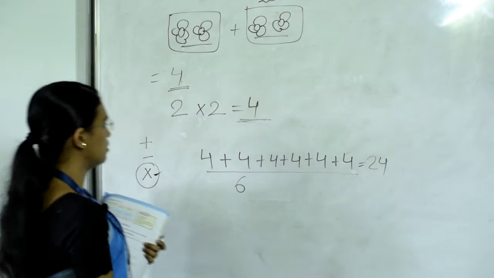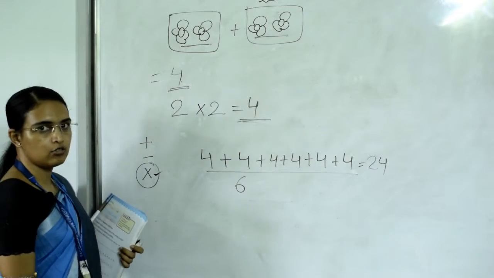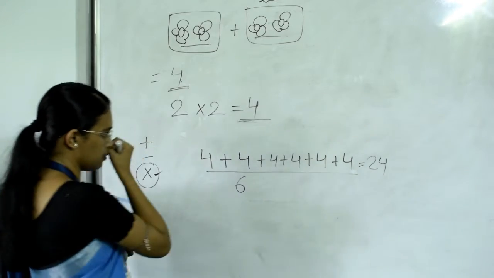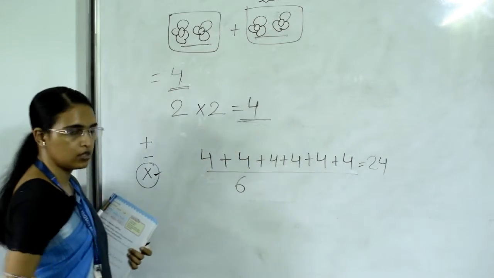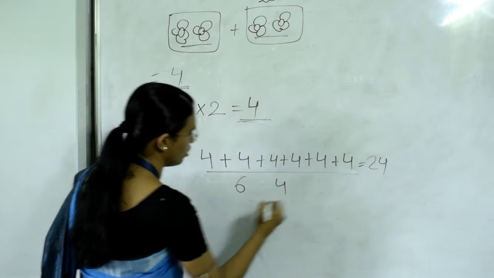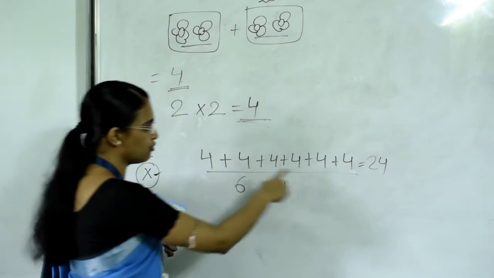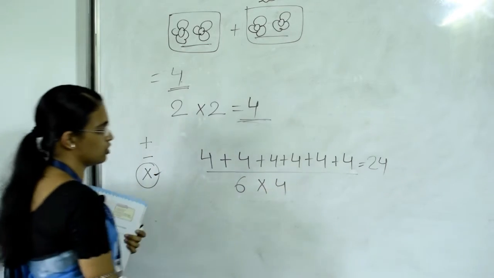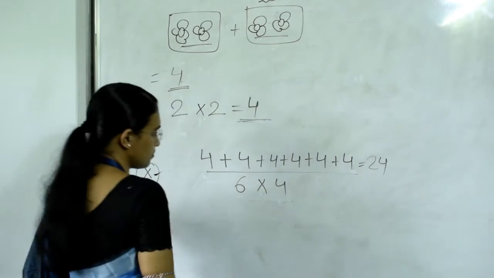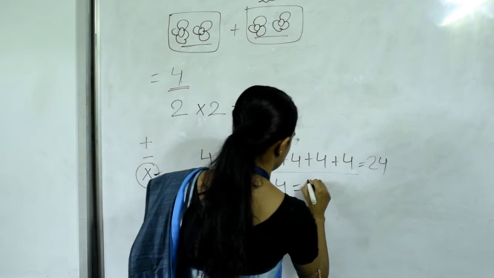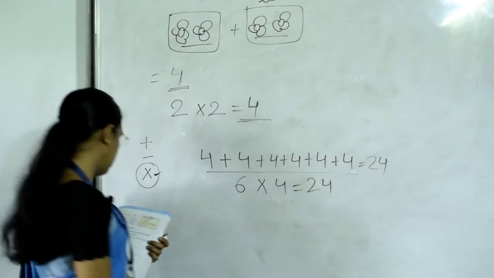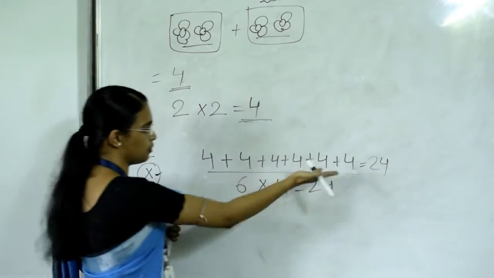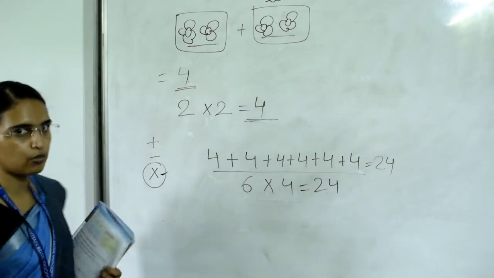But if we do it in a shortcut way or easier way, all the numbers are 4. So for that we have written 4, and how many times have we written 4? 6 times. For that we have written 6. So now we are doing multiplication. So 6 4s are 24. So in this way you can do this lengthy process in a short, easier way.